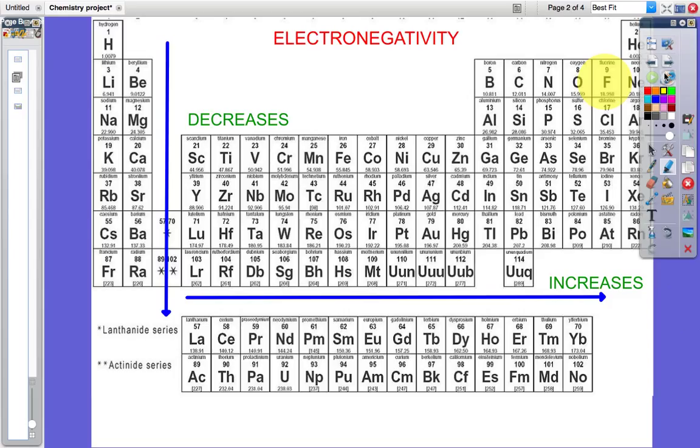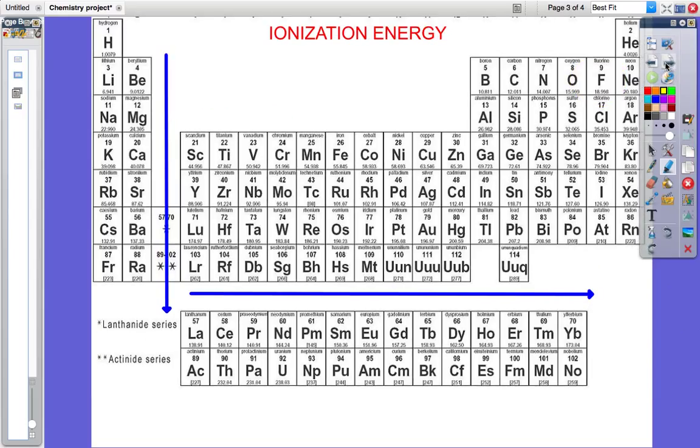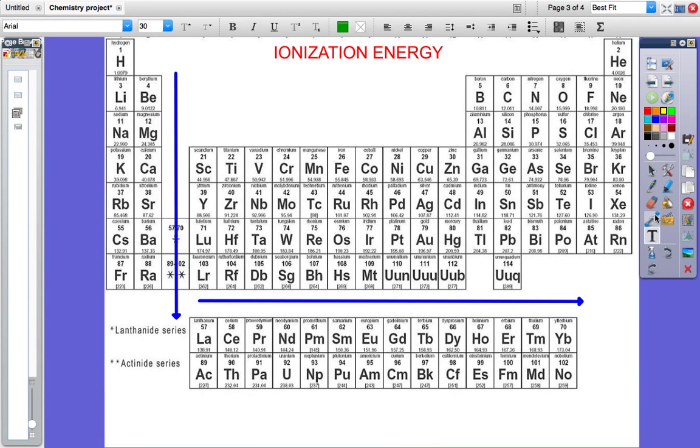And last but not least is ionization energy. This is the minimum amount of energy needed to remove the highest energy electron from an atom. This trend is the opposite of atomic radius but follows the same pattern as electronegativity. Therefore, across the periods, the needed ionization energy increases. And as you travel down the groups and families, it decreases.